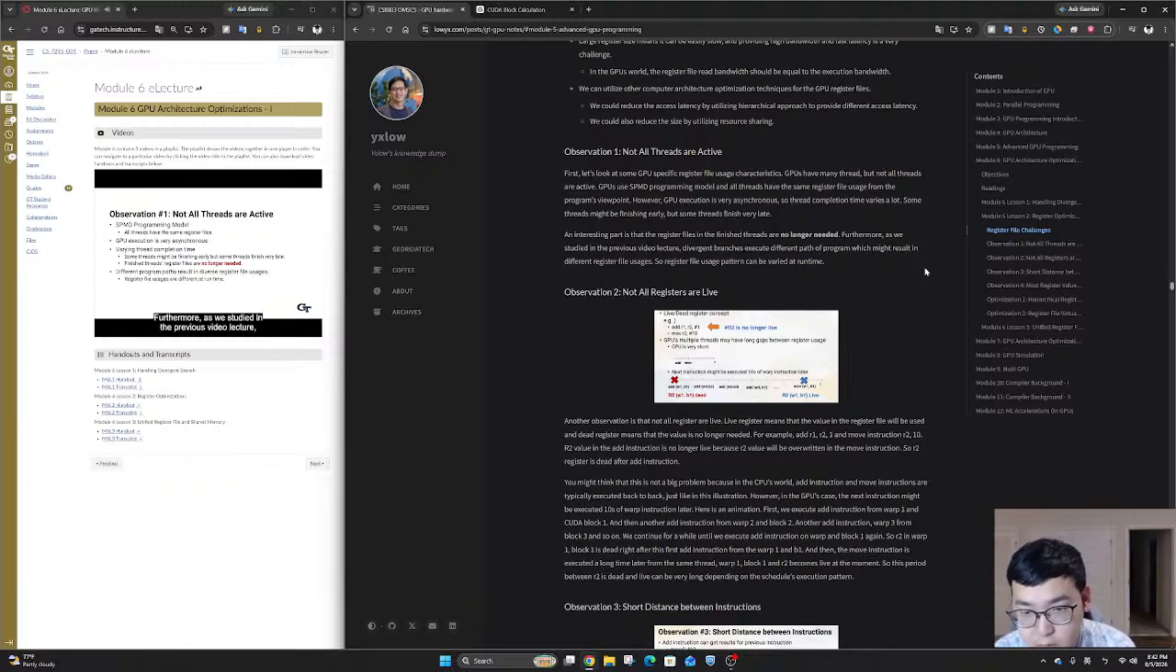Furthermore, as we studied in the previous video lecture, divergent branches execute different paths of the program, which might result in different register file usages. So the register file usage pattern can vary at runtime.